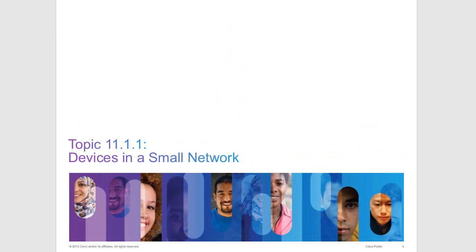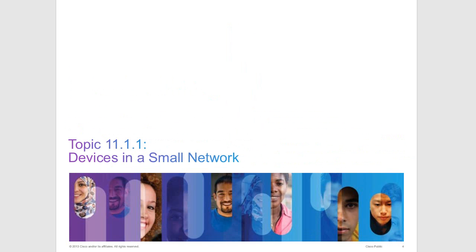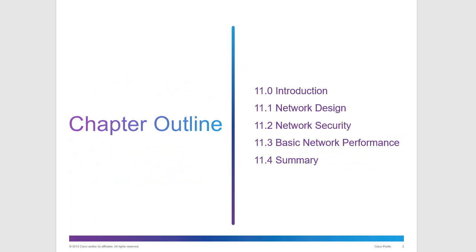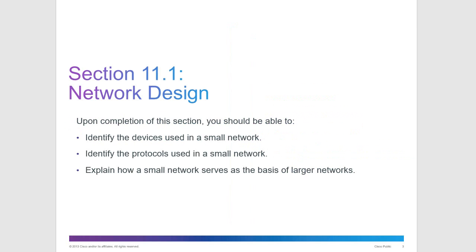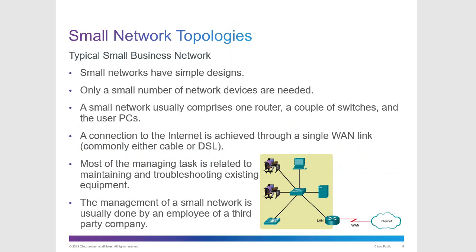So here we go, developing our devices in a small network is what we start off with. We talk about, sorry, I skipped a little bit. Network security, basic network performance. There's about 3 brand new commands in this chapter, SSH, and a couple other security commands that we're going to talk about later on, but that's really all that's brand new. Everything else we've kind of touched on.